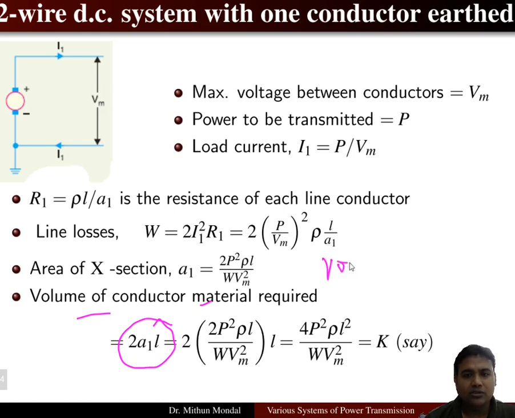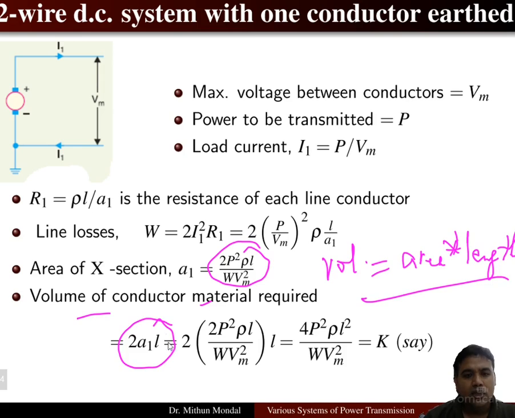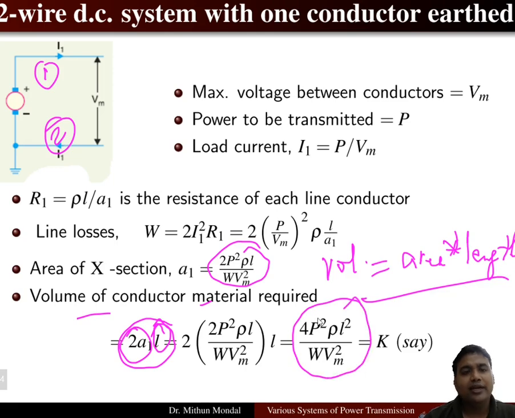So volume is equal to area into length. The area you have already calculated, and the length is L multiplied by 2 because you have two conductors, one here and a second here. So you are getting a value of 4P square rho L square W by Vm square.